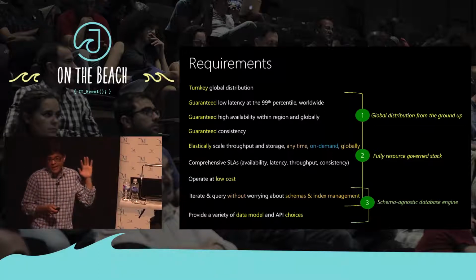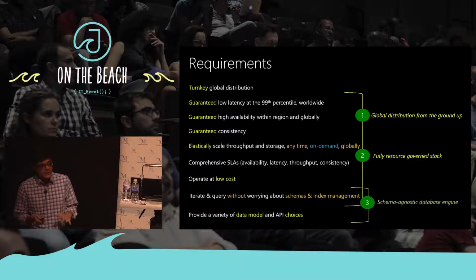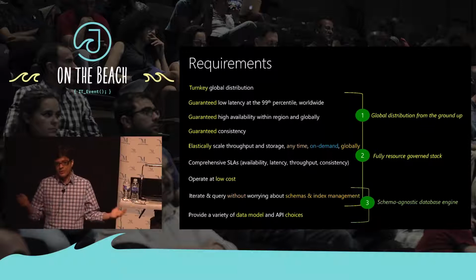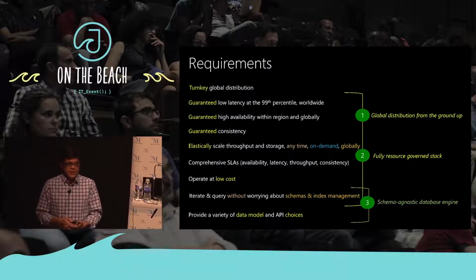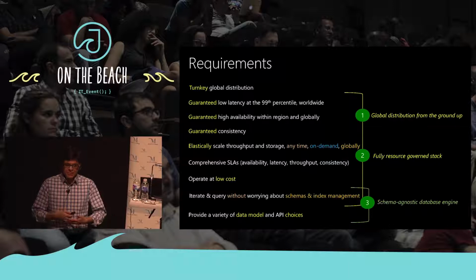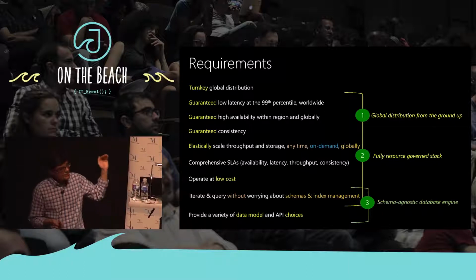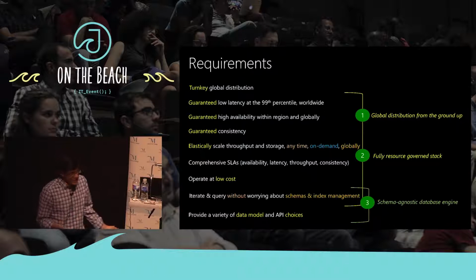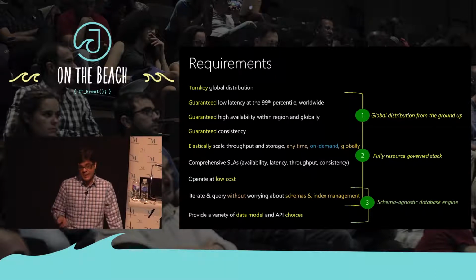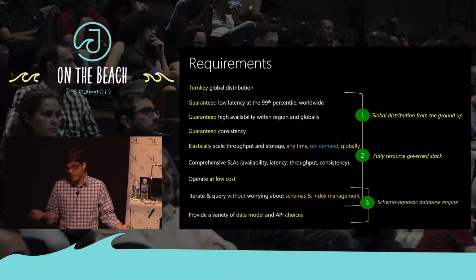We want to give guaranteed low latency at the 99th percentile to wherever the users are. So all applications in Microsoft need to be globally distributed. They have users all around the world. So we want to give, at the 99th percentile, what is the latency that the app can rely on. We want to give, of course, the high availability SLAs both within the region and across regions.